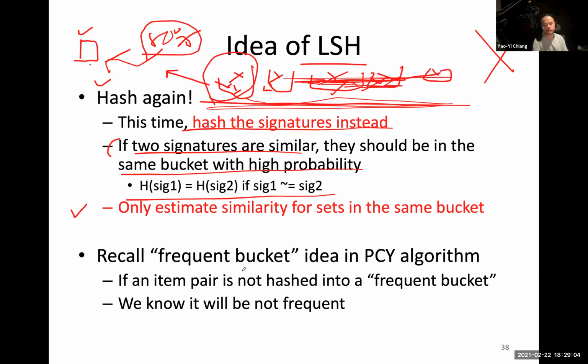Okay, so how do we do this? This is very similar to this frequent bucket idea in the PCY algorithm. If an item pair is not hashed into frequent buckets, we know it's not frequent. If this document and some other documents are not hashed into the same buckets, we know that we don't have to compare them.